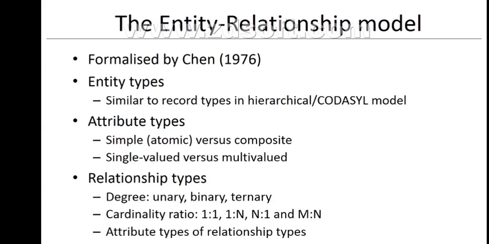The ER model supports simple attribute types, composite attribute types, single-valued attribute types, and multivalued attribute types. Relationship types can have any degree, such as unary, binary, ternary, etc. All cardinality ratios are supported, such as 1 to 1, 1 to n, n to 1, and m to n. Relationship types can also have attribute types. The ER model has an attractive and user-friendly graphical notation. Hence, it has the ideal properties to build a conceptual scheme or model.